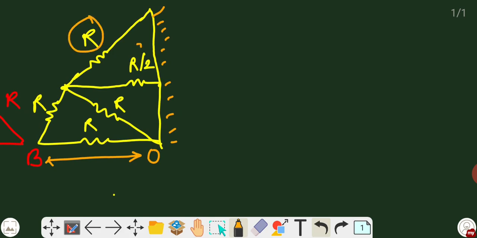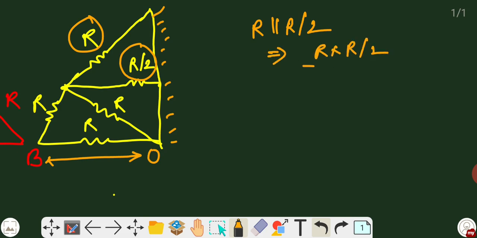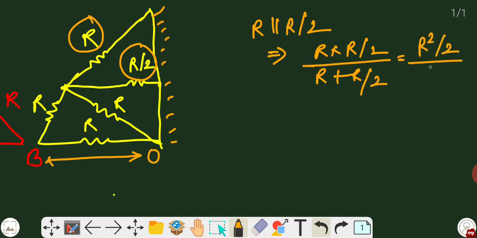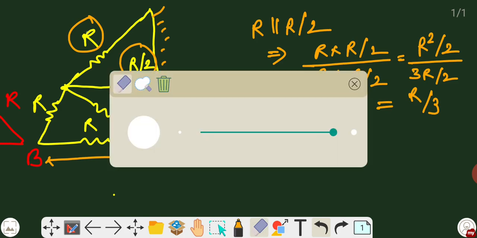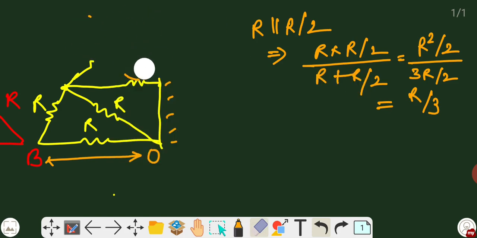See, this R and this R are in parallel with respect to each other. So R is parallel to R by 2, that is R into R by 2 upon R plus R by 2, that is R square by 2 upon 3R by 2, so that is R by 3. Now just delete the node over here, and that is R by 3.